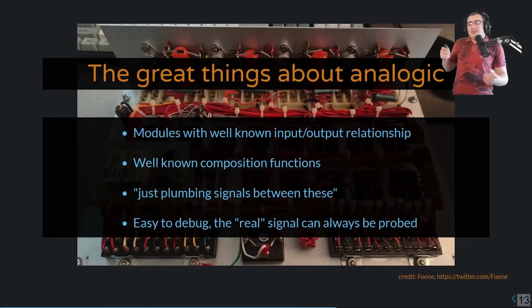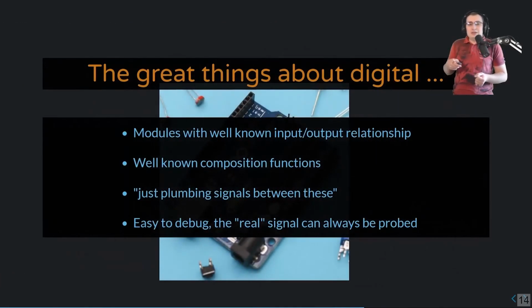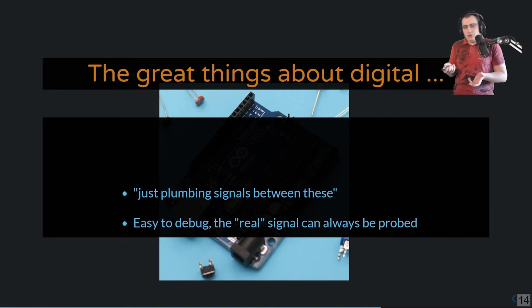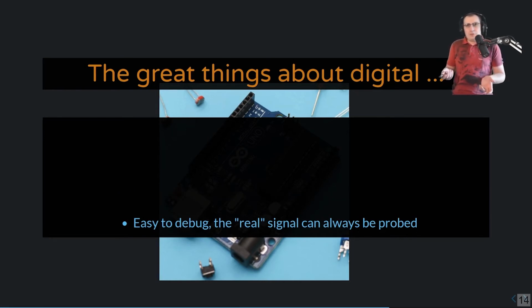Well, what is still there from the great things about analogic? Well, models with unknown input and output relationship. Not anymore, because now you have to deal with the whole memory of the chip, and it has to be all kinds of things to allow this abstraction you need, this infinite transformation. So that's not there. So let's check what is there with digital. Well, that's not there anymore. Well-known composition function. Well, now we are composing functions over the whole memory, and so we don't really have input and output, so that disappears too, which means that we can't just do plumbing of signals between these.